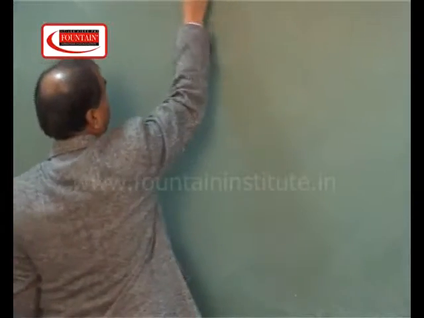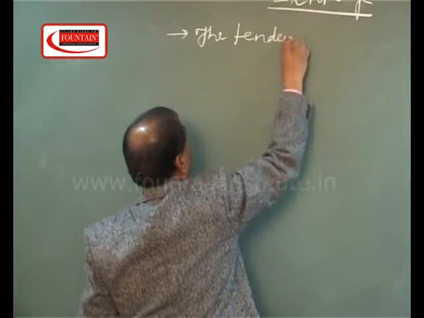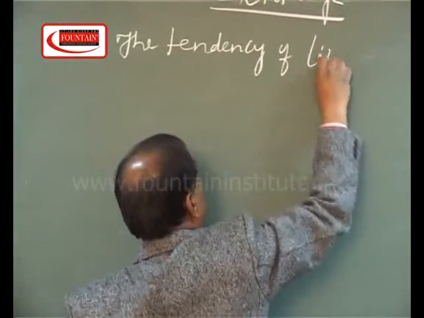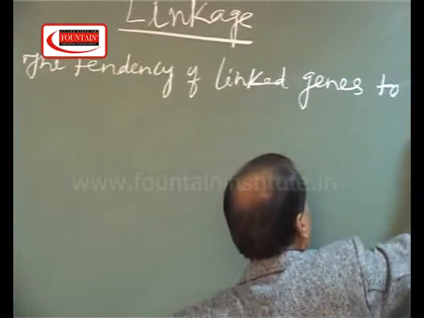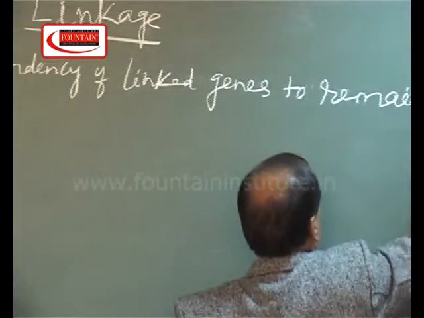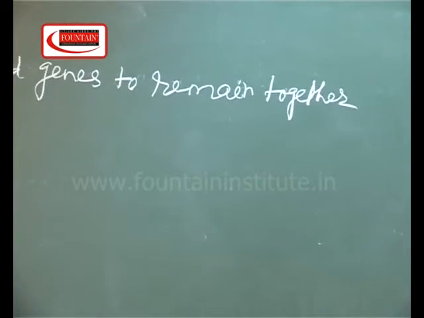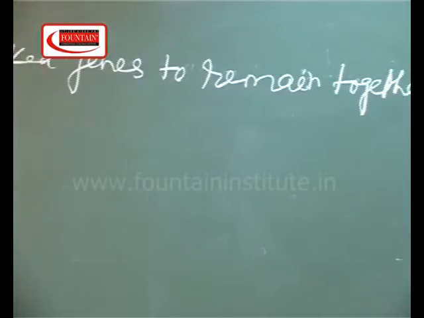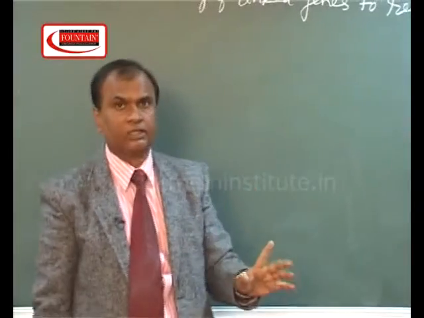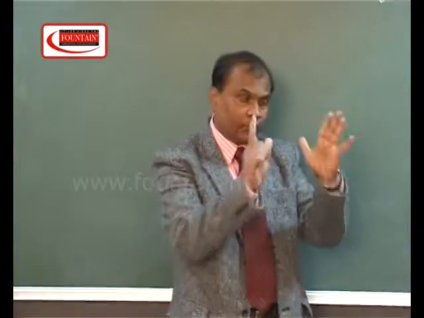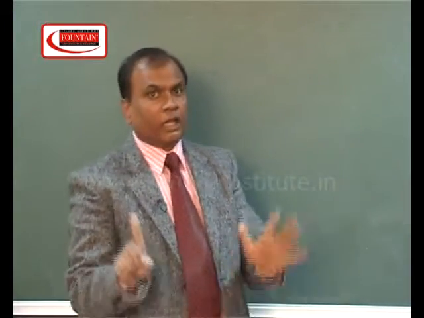So the tendency of linked genes to remain together. First, let me explain what linked genes are. Linked genes means all the genes present on the same chromosome are called linked genes, and when they are present on the same chromosome, there is the least possibility of their separation.